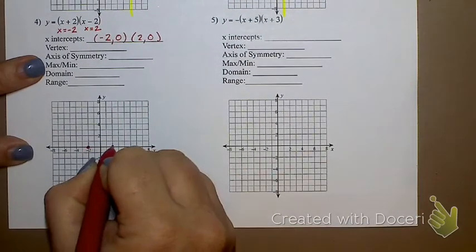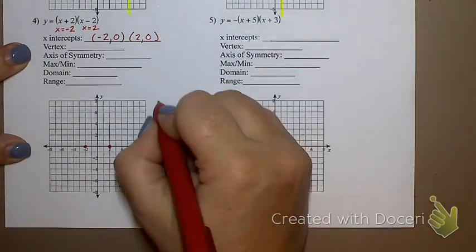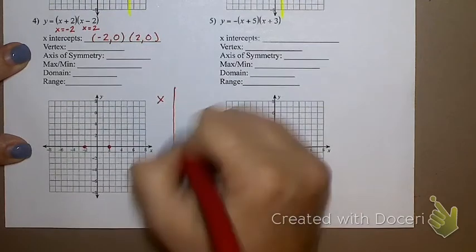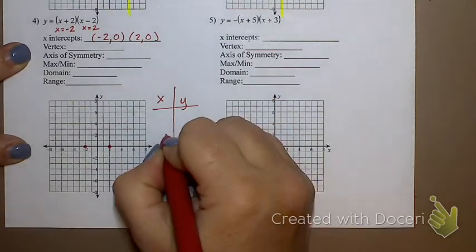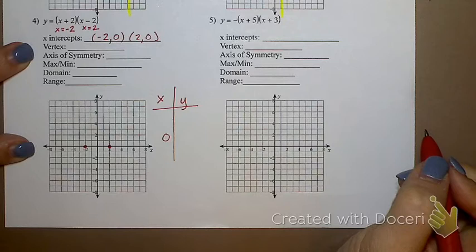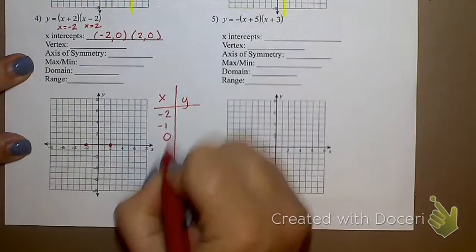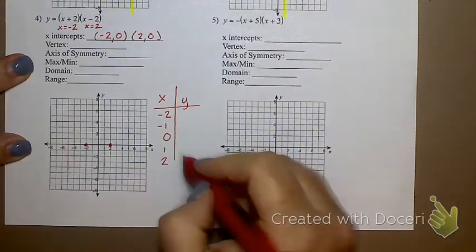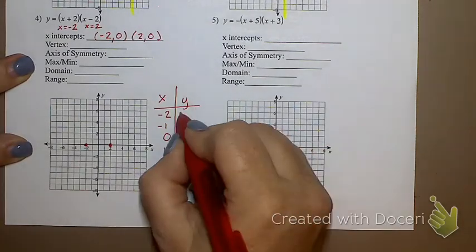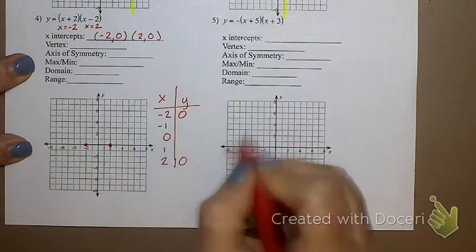-2, 0 and 2, 0. 0 is exactly halfway. That's where my vertex is going to be. Right? -1, -2, 1, and 2. What do I know on this XY chart already? The -2, 0 and 2, 0.